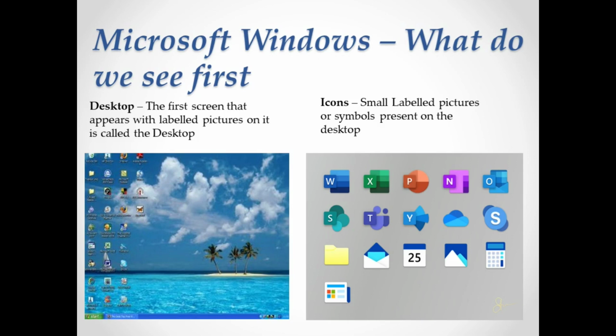Desktop. Can you see some beautiful boxes like labeled pictures around your screen? Do you know what these are called? Icons, or symbols. The picturized form is called an icon. On the right-hand side, the second picture with W, X, P, N, O and so on represents some software. It's a picture of the software and certain applications, like how you use Paint. There is a symbol for that.